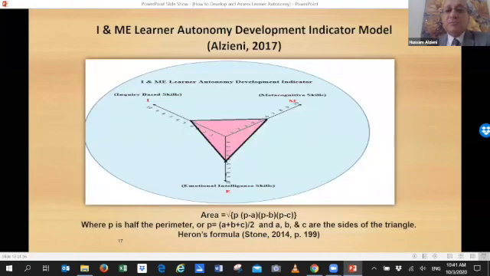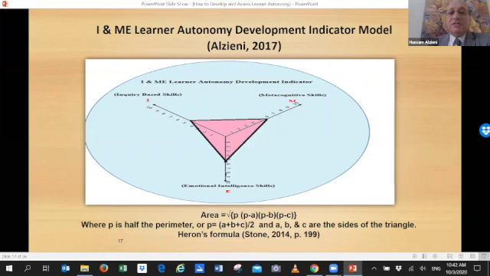So I reached this model. I suggested this model in 2017, which is based on these 3 main categories. I call it the I and Me Learner Autonomy Development Indicator Model. I stands for inquiry-based skills, M for metacognitive skills, and E for emotional intelligence skills.